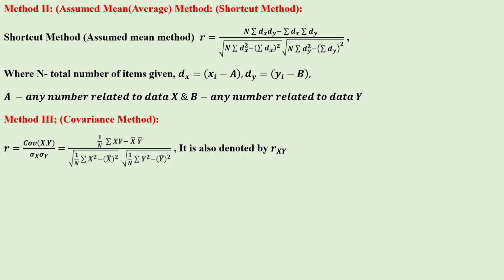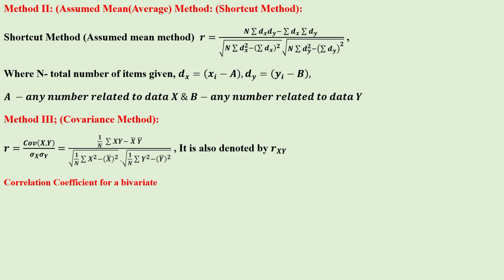Method 3, covariance method. Covariance means we need to find the covariance between x and y. If the covariance is given in the problem, you have to use this formula: covariance of xy divided by sigma x sigma y, which are the standard deviations of x and y respectively. So the formula is (1 by n sigma xy minus x bar y bar) divided by root of (1 by n sigma x square minus x bar square) into root of (1 by n sigma y square minus y bar square). Sometimes it is denoted by r suffix xy.